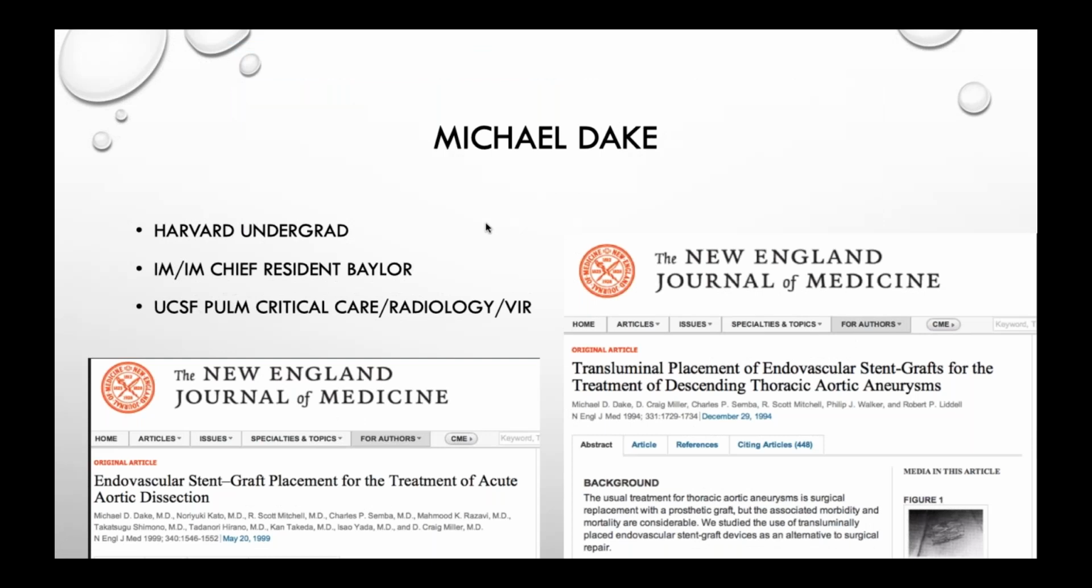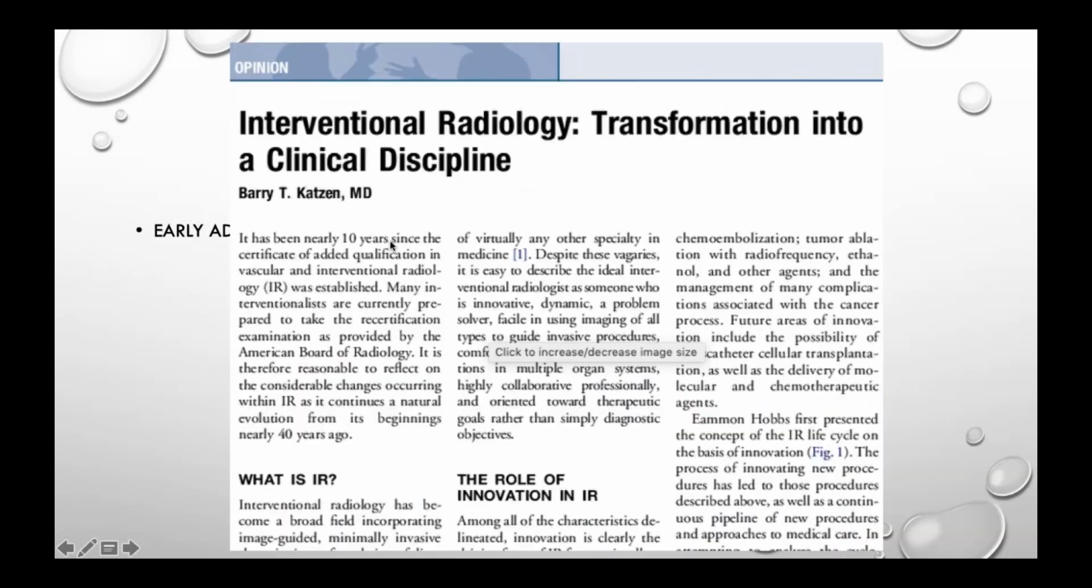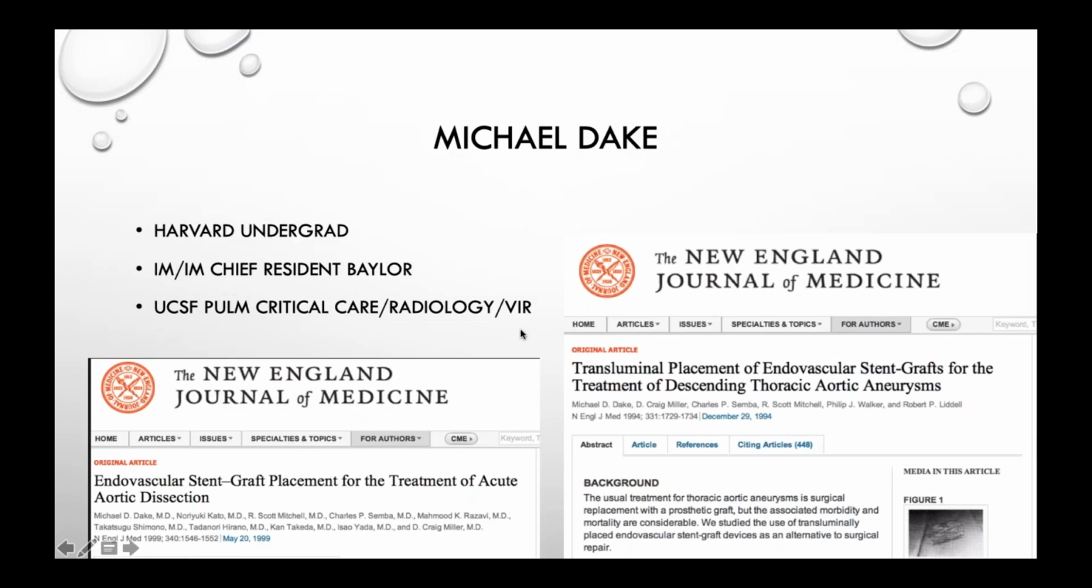With him, he recruited this gentleman, Dr. Michael Dake. Michael Dake was initially at Harvard for undergrad, then he was a medicine resident, and then chief resident of medicine at Baylor in Houston. Then he went to UCSF to do pulmonary critical care. After that, he did a diagnostic radiology residency, and then a UCSF interventional radiology fellowship. Subsequent to that, he joined Barry Katzen at the Miami Cardiac and Vascular Institute. He later left there and went to Stanford and became the chief of that section.